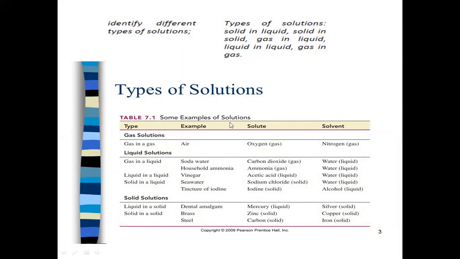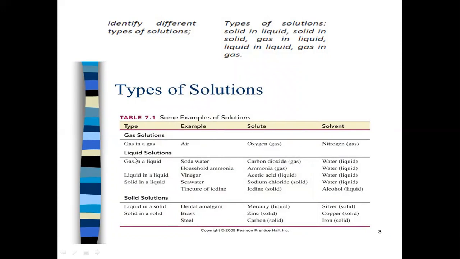So remember, in a solution, you have a solute and you have a solvent. Now the solute can change from solid, liquid to gas. The solvent can also change from solid, liquid to gas. So a gas in gas solution, an example of that would be air. So we have oxygen as our solute dissolved in this solvent, which is nitrogen, but both of them are gases.